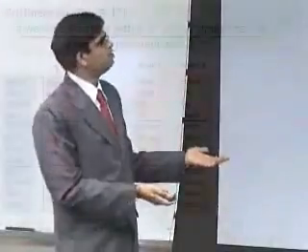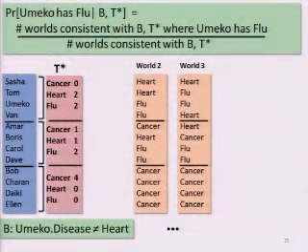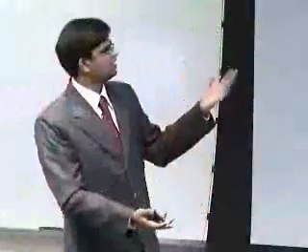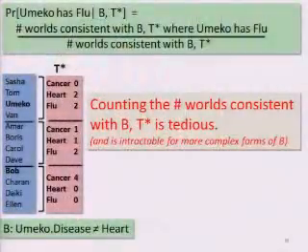And now computing probabilities is very easy. For example, the probability that Umeko has the flu, given the background knowledge and the published table, is the fraction of tables consistent with B and T star where Umeko has the flu. It's very easy to see that in this case, this probability will be equal to 1. So now I have described to you a very simple way to compute these probabilities by counting these tables.